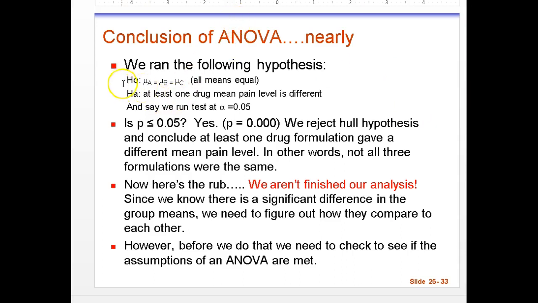All right, so when we go to make a conclusion here, we ran this hypothesis. The p-value was 0. Is our p-value less than 0.05? Yes, which means we reject the null hypothesis, and we conclude that at least one of our groups is different. All right, but we're not finished yet. In order to figure out which group is different, we have to run something called a multiple comparison test.